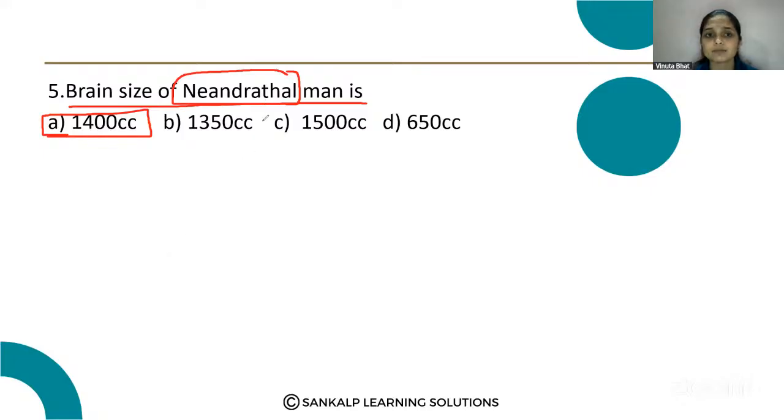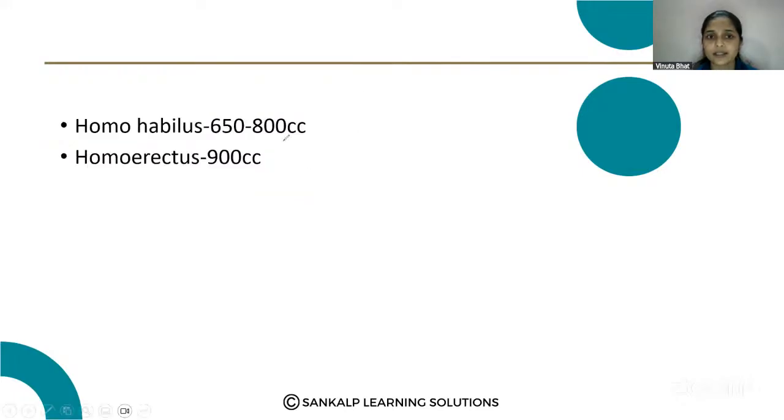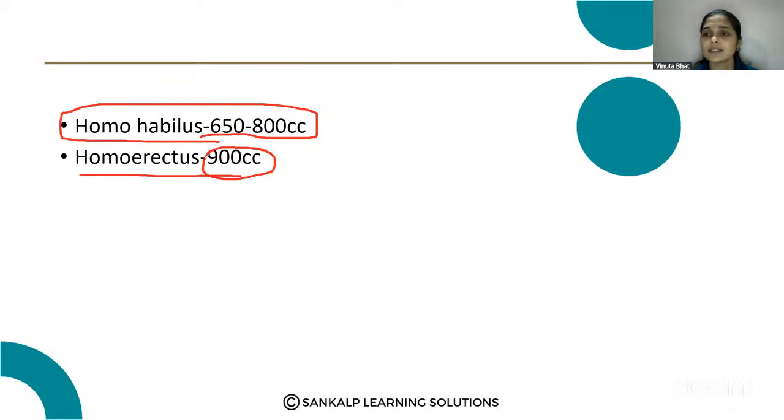Before this, they mentioned the brain capacity of Homo habilis and Homo erectus, right? The brain capacity of Homo habilis is 650 to 800 cc. You have to remember this number. And Homo erectus is around 900 cc. So the Neanderthal man's brain capacity is 1400 cc. Just remember this number.